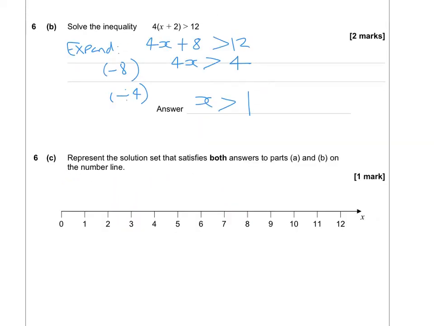Part C. Represent the solution set that satisfies both answers to parts A and B on the number line. So x is greater than 1, so we want an open circle on 1. x is less than or equal to 6, so a closed circle on 6, and a line joining up these two. If you draw this above the number line, it makes it clearer than if you try and draw it on top of the number line.